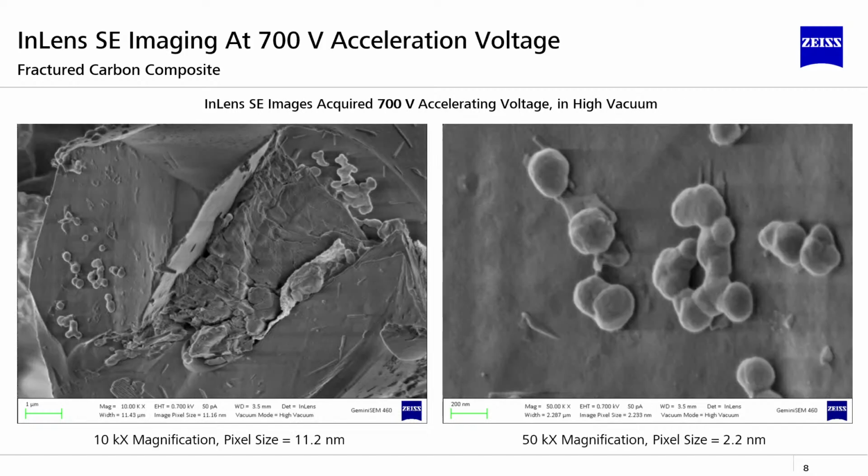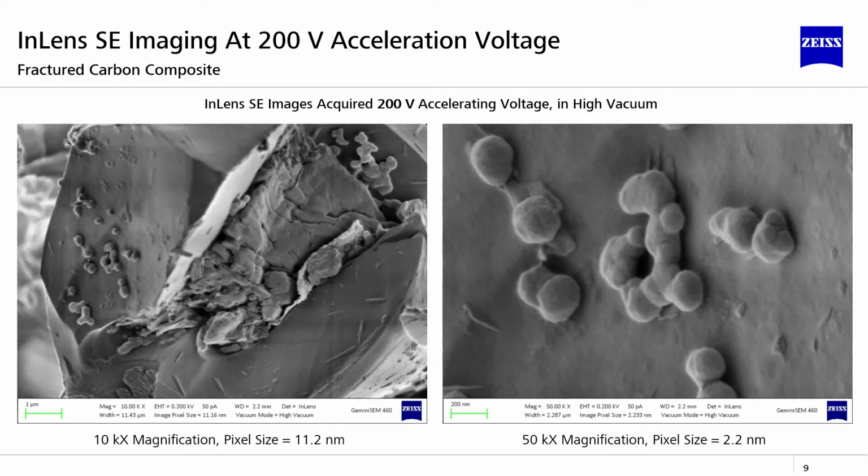Lower it down to 700 volts, it's a little better. Lower it down to 200 volts, it's even better still. So right around 200 volts, we're getting pretty good. We still have maybe a little bit of charging, but it's really difficult to use at 200 volts, and it would be a lot better if we could just use it at higher kV like we were doing.